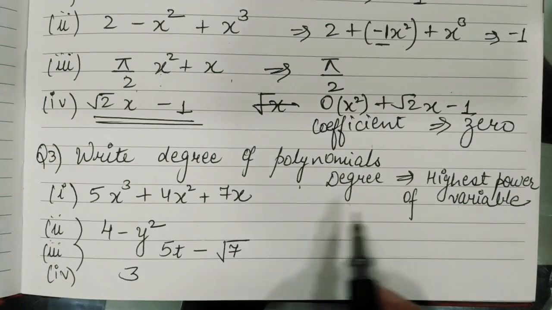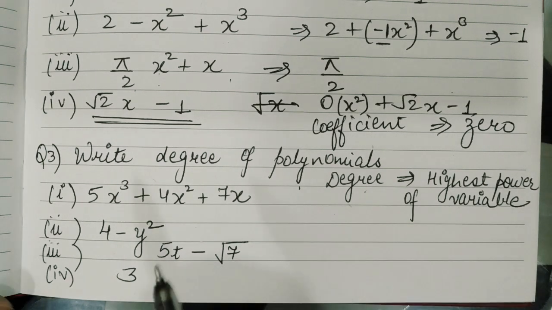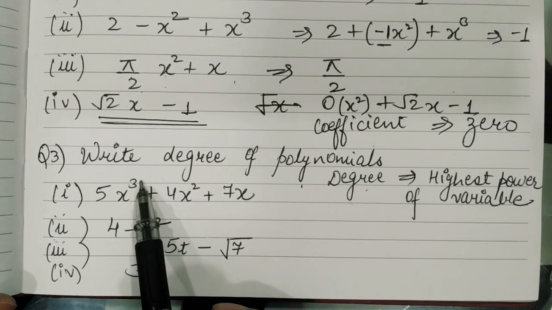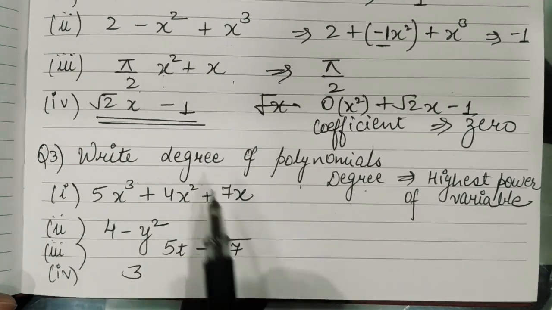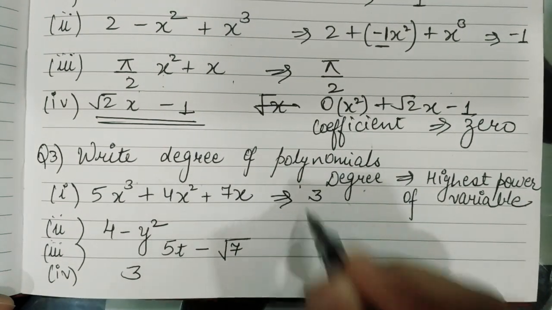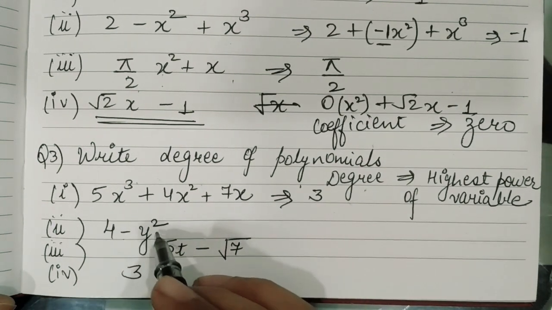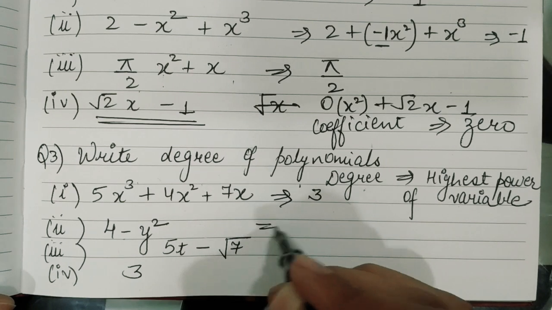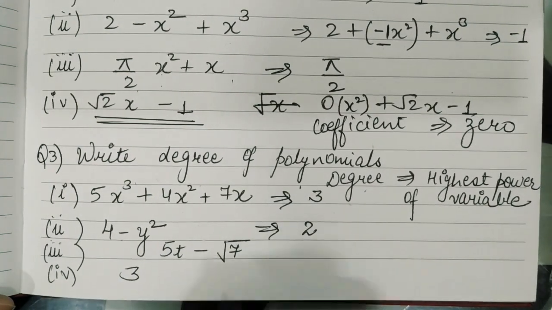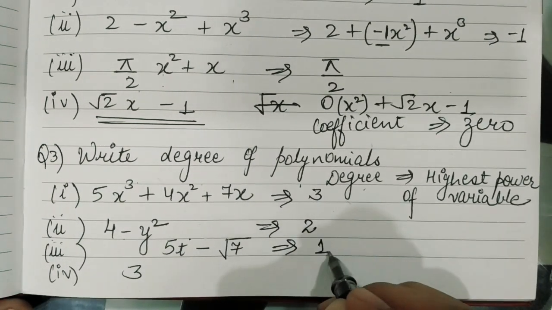What do we mean by degree? Degree is the highest power of the variable in the given polynomial. 5x cube plus 4x squared plus 7x. x raised to power 3, x raised to power 2, x raised to power 1. The highest power here is 3. So it is a polynomial of degree 3. 4 minus y squared. y raised to power 2, the highest power here is 2. 5t minus under root 7, t raised to power 1, so the degree is 1.